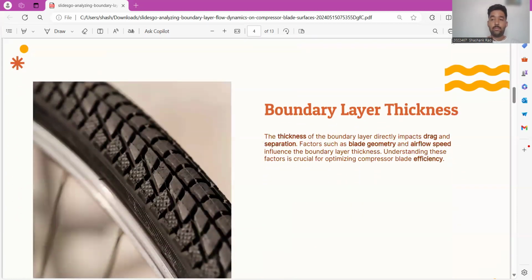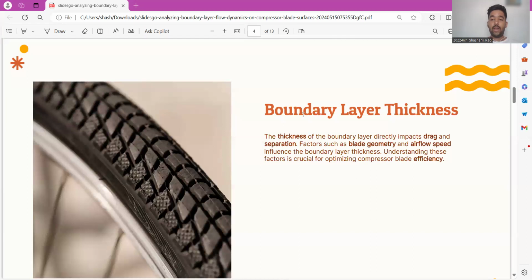Boundary layer thickness. The thickness of the boundary layer directly impacts drag and separation. Boundary layer thickness is the distance between the layer which is attached to the surface and the layer which is above the surface, which has a velocity equal to the free stream velocity.